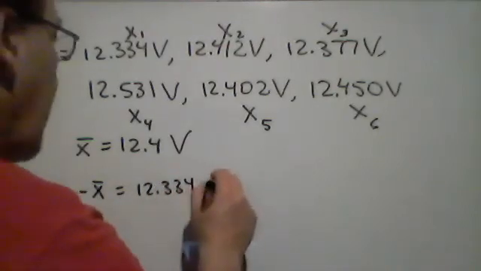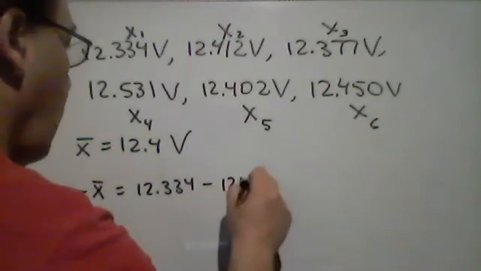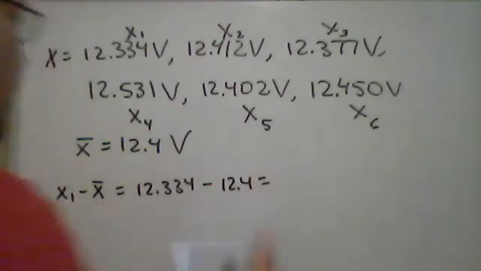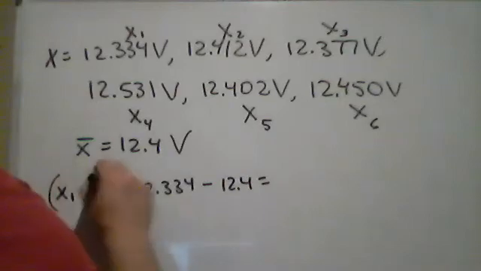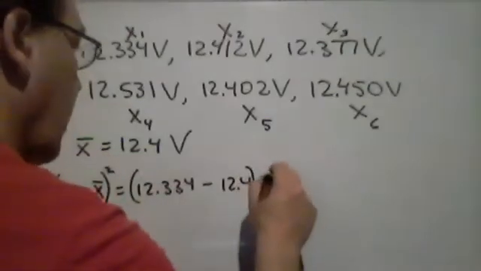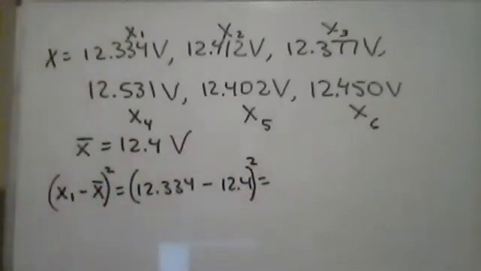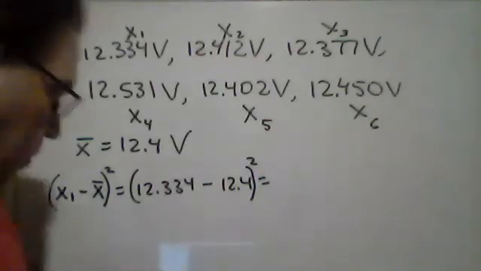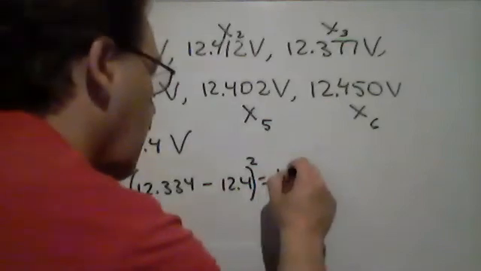That's going to be 12.334 minus 12.4, all right? And I'm going to want to square it, so I'm just going to square it right off the bat. I take this value and I square it. And what do I get? Again, bear with me. It's going to take about 5 minutes. It's going to be a little boring, but 12.334 minus 12.4, I square that value, and I'm going to get 4.356 times 10 to the -3.